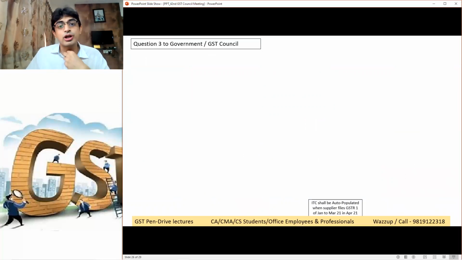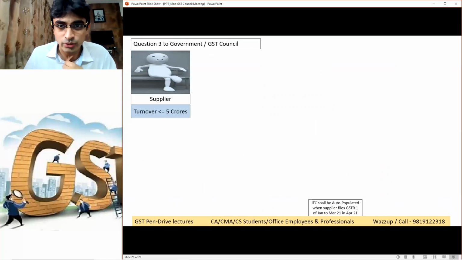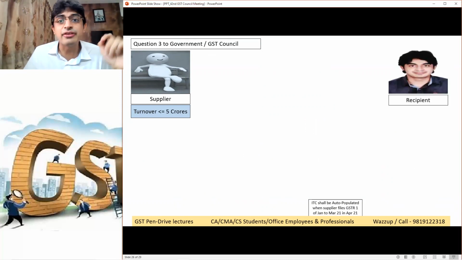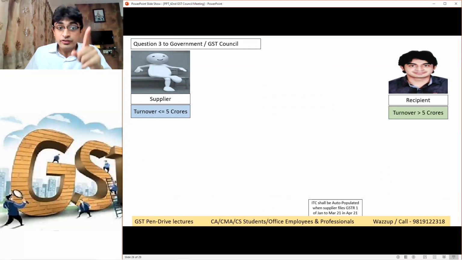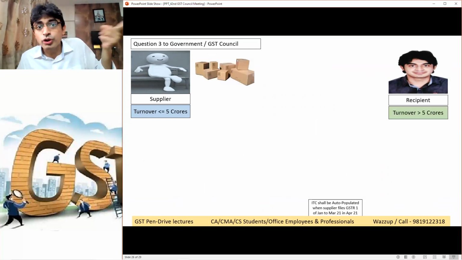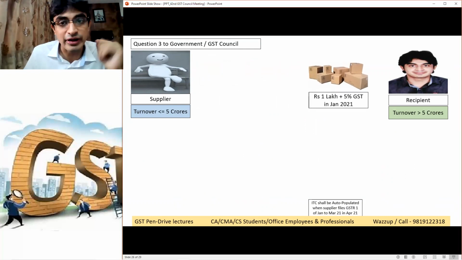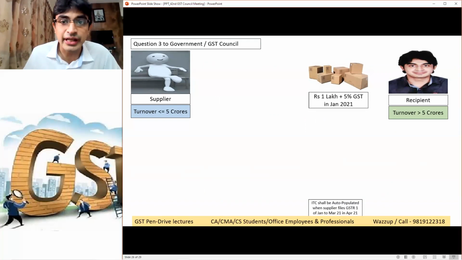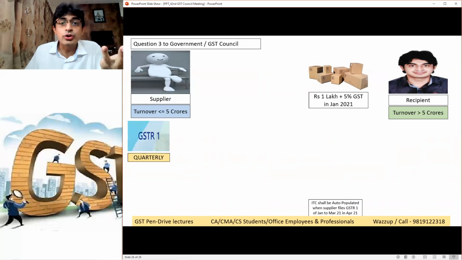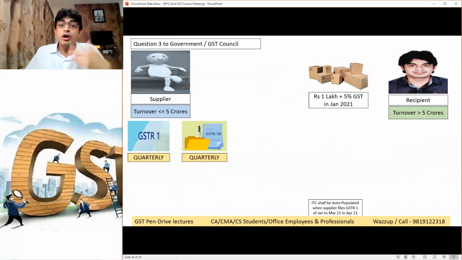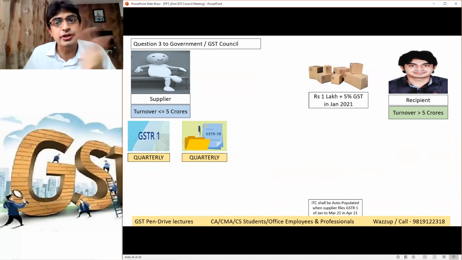Now question number three to the government or GST Council. Suppose this is a supplier. His turnover is less than 5 crores. And I am a recipient and my turnover is greater than 5 crores. I bought goods from him, rupees 1 lakh plus 5% GST, in Jan 2021. Now, since this supplier's turnover is less than 5 crores, he is going to file GSTR1 quarterly. He is also going to pay GSTR3B quarterly. He is going to file both the returns quarterly.